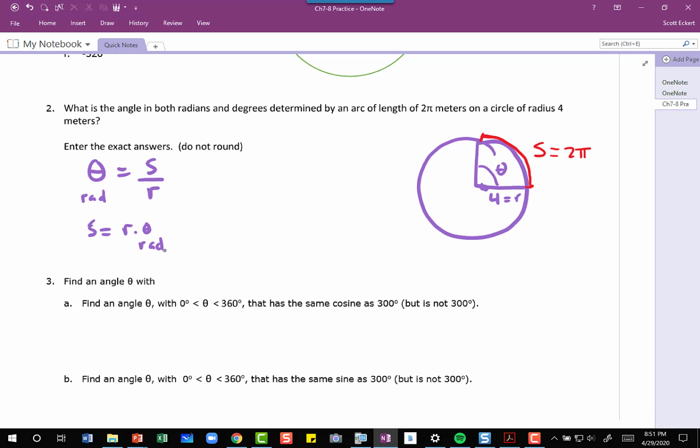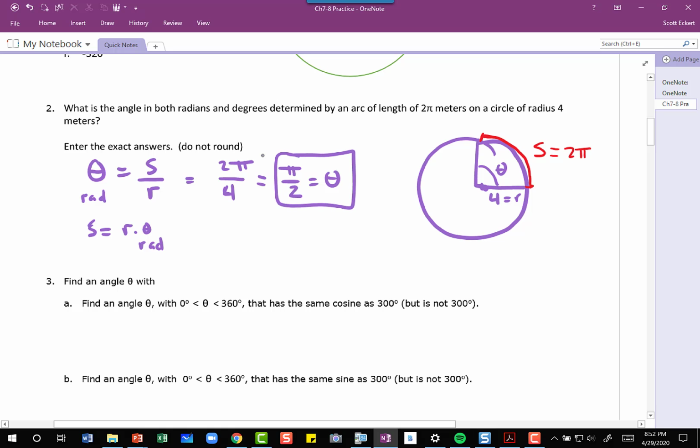So I'm going to plug in everything I got. I've got 2 pi is the arc, and 4 is the radius. So the angle is pi over 2. That is exactly the angle that is made by this arc. So when it spans around, this actually goes pi halves, and they ask for that as well in degrees, which is 90 degrees. So we got both answers there. So the big theme about this problem is remembering this formula. That's an important thing. It's just remembering its connection and how to use that.